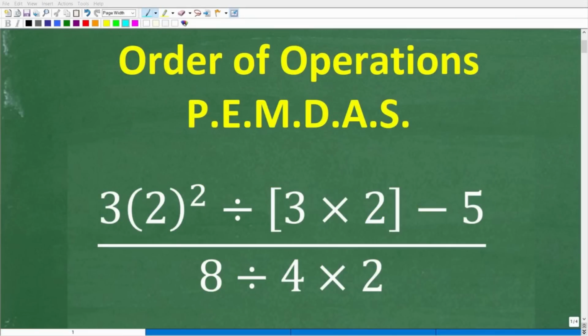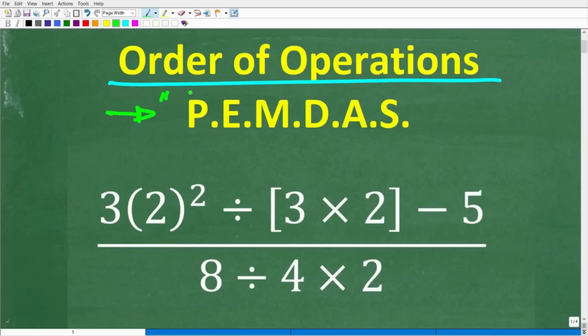Okay, so one of the most common reasons behind all math mistakes is an improper use of the order of operations. And that's what this little video is going to be about. We're going to cover the order of operations, kind of do a quick little lesson. And by doing so, we need to review this little phrase right here or acronym called PEMDAS.